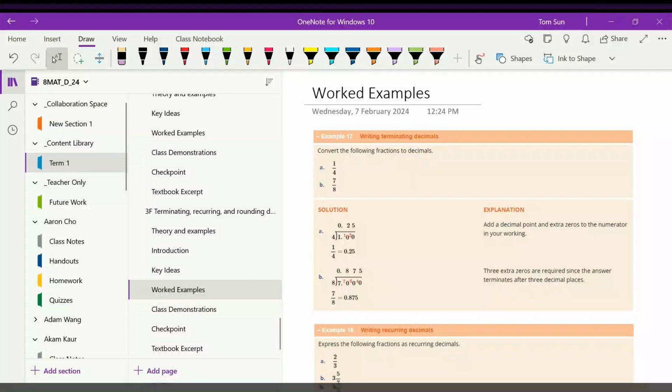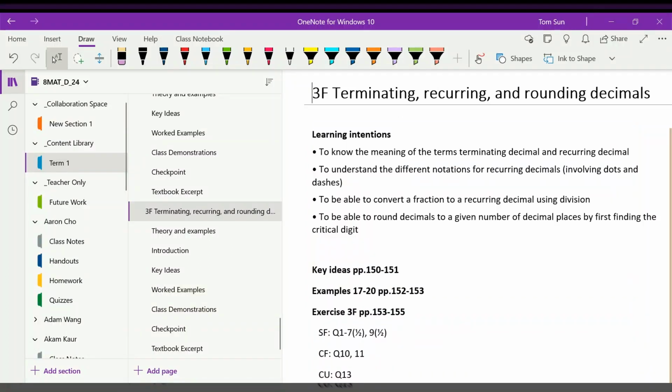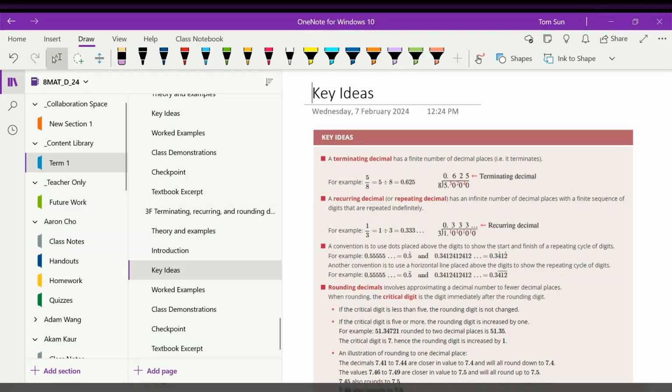Hello. Today we're going to take a look at terminating, recurring, and rounding decimals. Basically, what we're really going to do is learn how to convert a fraction into a decimal. Now, when you convert a fraction into a decimal, you'll get these interesting situations where the decimal places may come to a point where it becomes recurring, as in it'll just keep going and it won't stop. And with recurring decimals, there's certain notation that we use, which I'll show you how that looks.